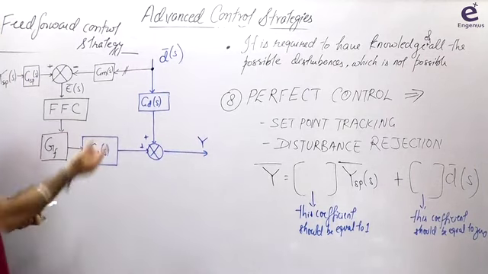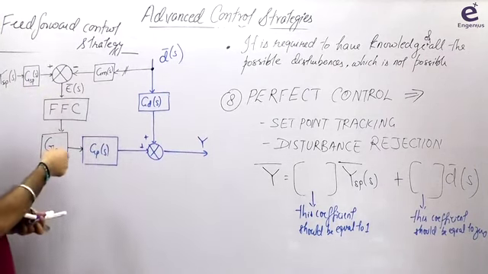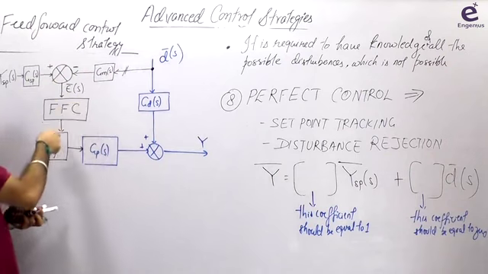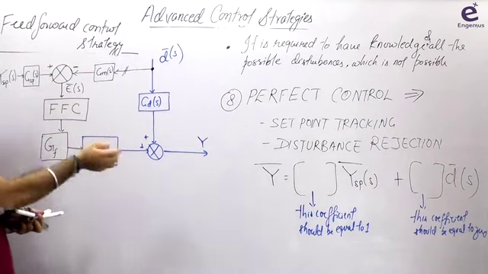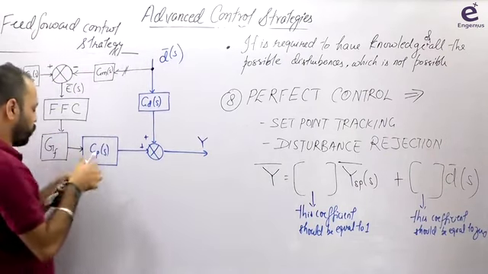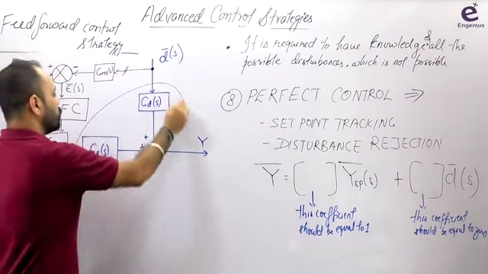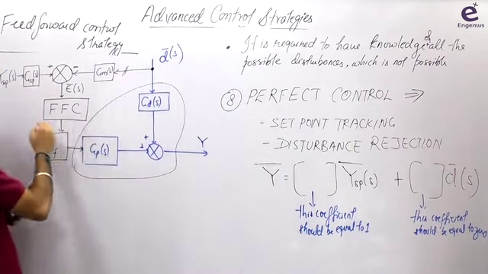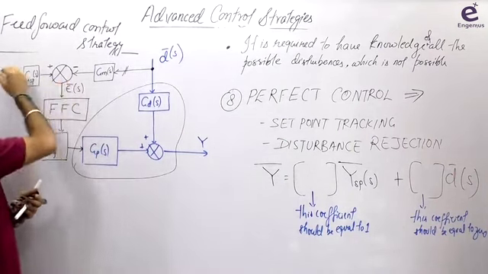What are the similarities? My measurement is compared with the set point. Then the error goes to the controller. The controller gives instruction to the final control element. So this is basically the process. This is my process, and this is my controller. This entire part is the controller.